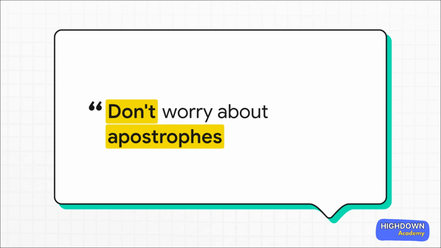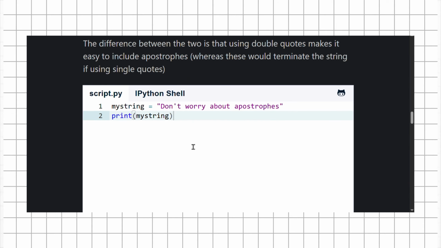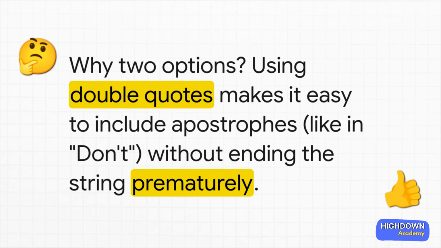Well, this little quote right here gives us a massive clue. And here is the answer. Let's say you want to store the word don't. If you try to wrap that in single quotes, Python sees the apostrophe and gets confused. It thinks you're trying to end the string way too early, and your program will error out. But if you wrap the whole thing in double quotes, Python is smart enough to understand that the apostrophe is just part of the text. It's such a tiny detail, but trust me, it'll save you a ton of headaches later on.